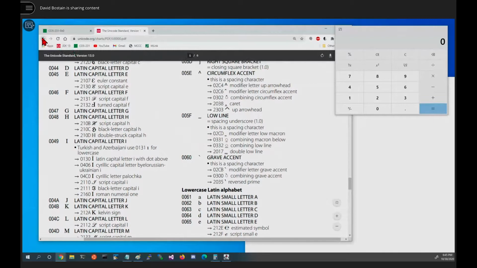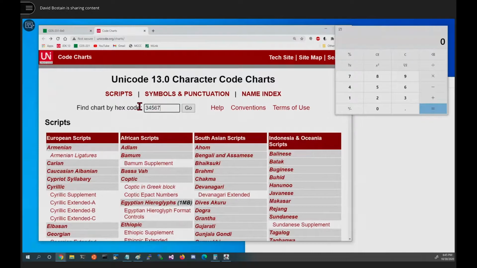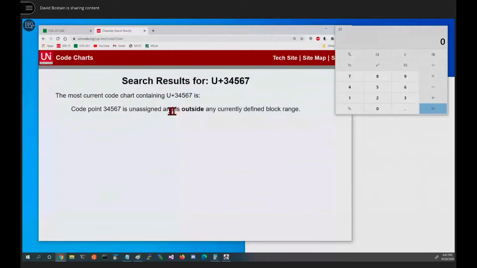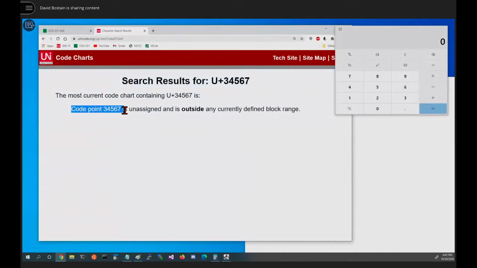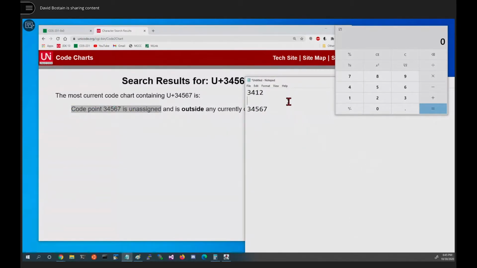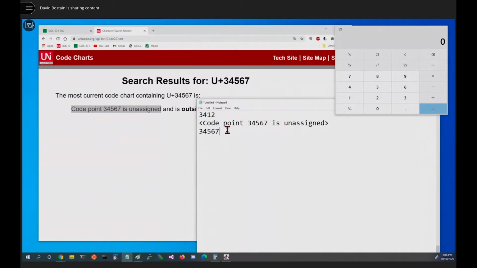Now let me show you a little business here as well. I'm going to put that number in and check this out. I say go. It's going to come up to a screen that says this is not assigned. So if you were asked what that character is, here's what to copy. Code point 34567 is unassigned. Copy that. You put that in the angle brackets. That would be sufficient to tell me what the name of that code point was. You don't need any of the other stuff on this screen.